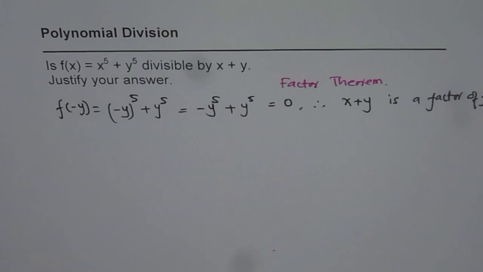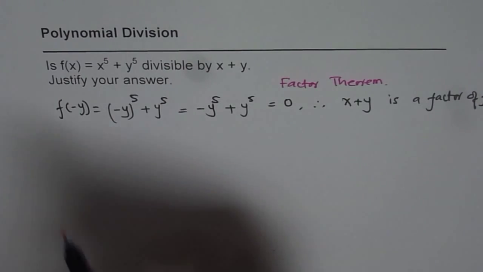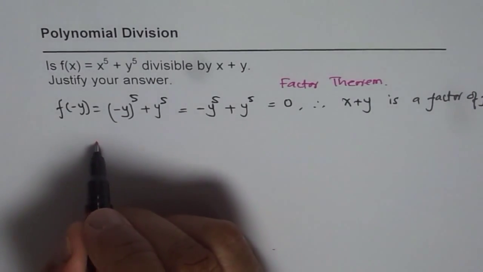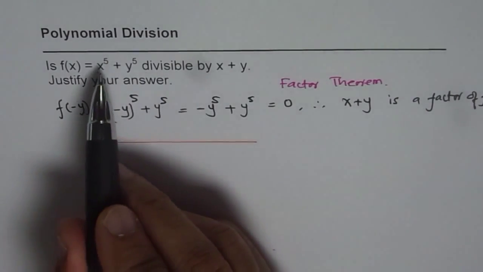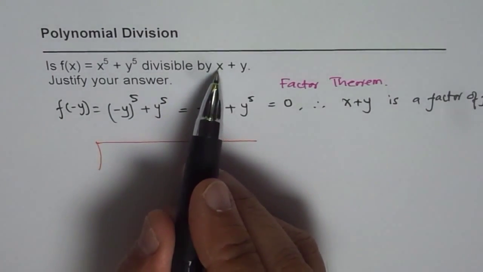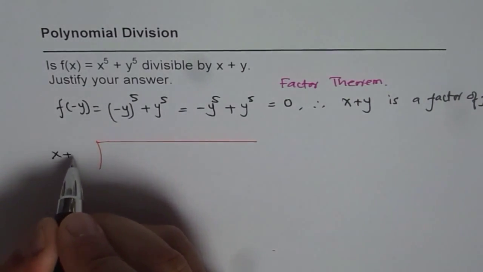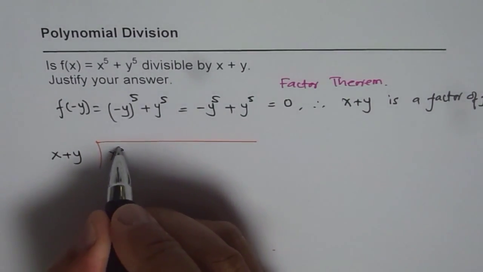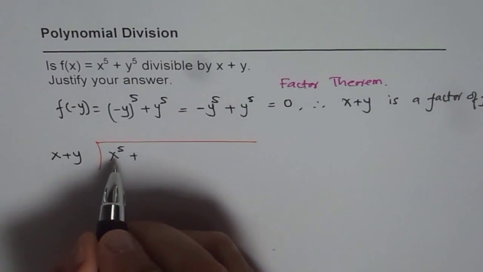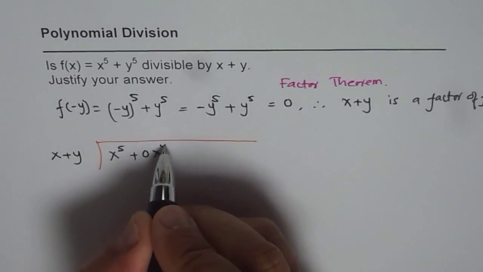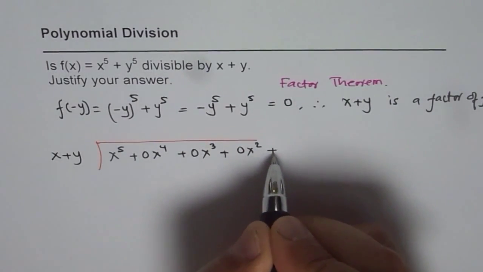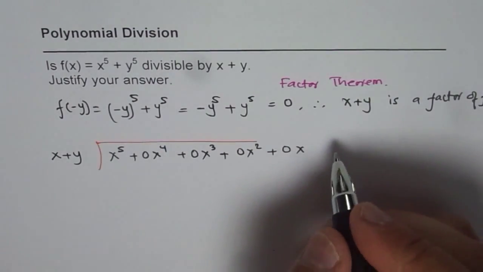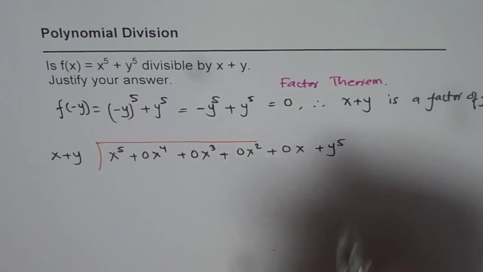Now the other way is we can just divide and check it out. So let's divide and check. That is probably the best way to do it if you don't know the factor theorem. When you're dividing x to the power of 5 plus y to the power of 5 by x plus y, we write x plus y here, and then x to the power of 5. In between, a lot of terms are missing. x to the power of 4 is missing, so we have to write it with 0, right? Plus 0x cubed plus 0x squared plus 0x, and then we have the constant, which is y to the power of 5.